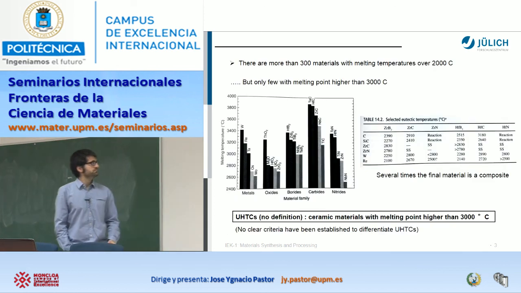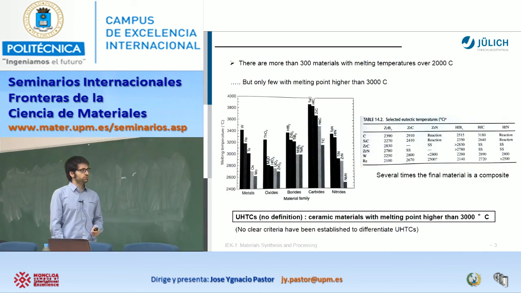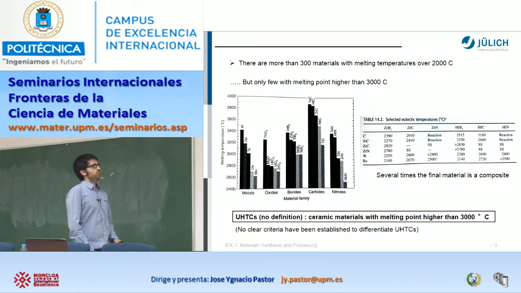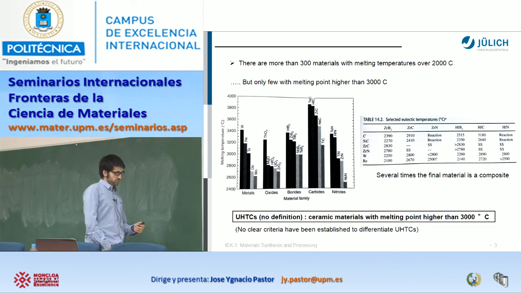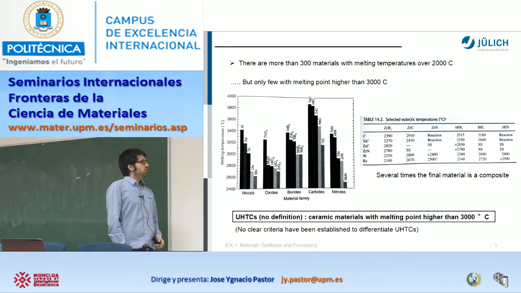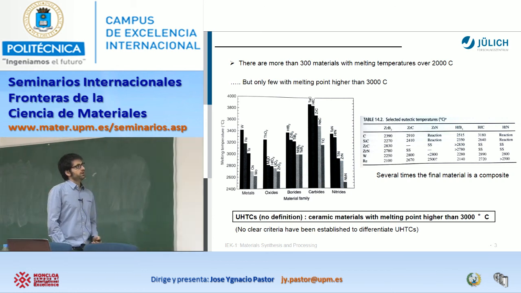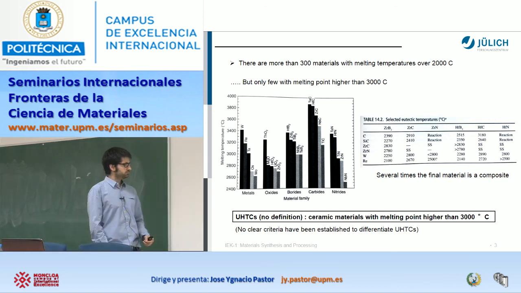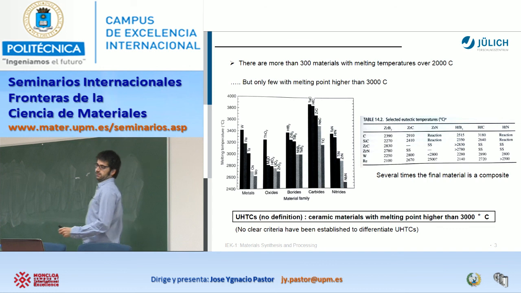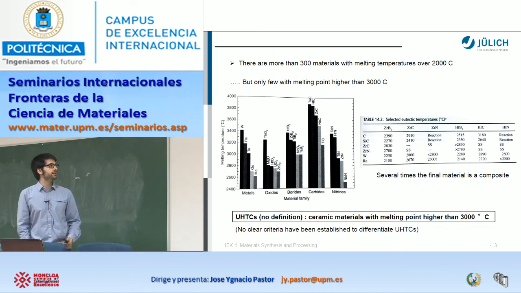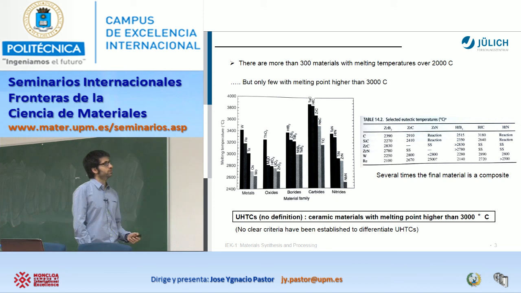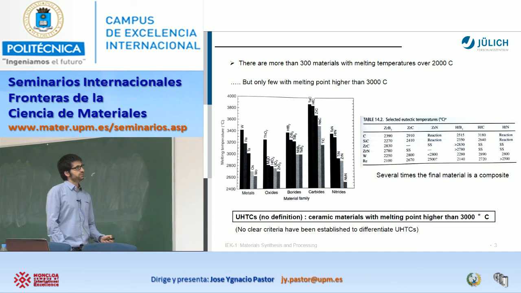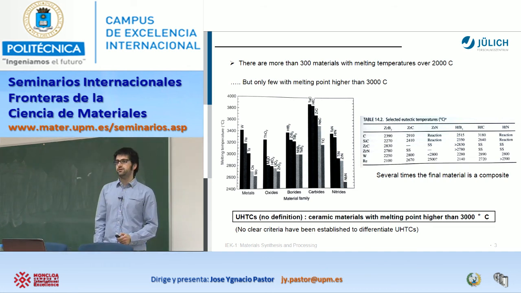But what are really the ultra high temperature ceramics? With this name, obviously it is for high temperature applications. If you analyze all the possible materials, there are more than 300 materials with a melting point higher than 2000 degrees. But for some applications, even this temperature is not enough, and as always, we want to go further. We put the limit at 3000 degrees, and for 3000 degrees, there are only a few materials that can resist.